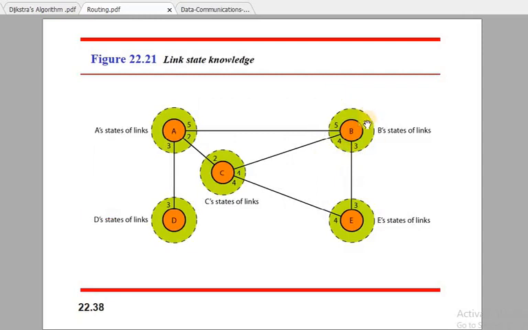So this information that you see inside the green circle is the local knowledge of that particular node, which is going to be shared with the other nodes. So A is going to share this information with D, C, B and E, and B is going to share this information with A, D, E and C, and so on. Ultimately all the information will be gathered by each of them, and then they can go for the routing table.